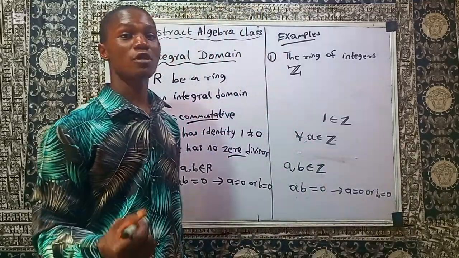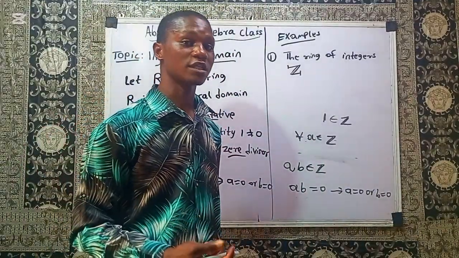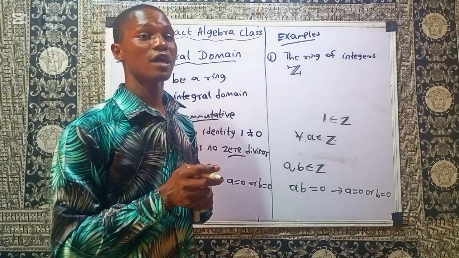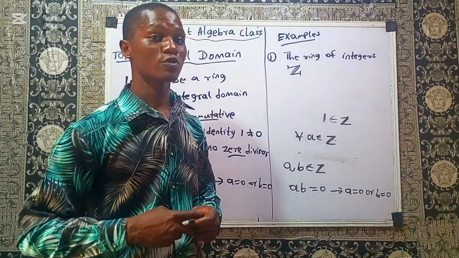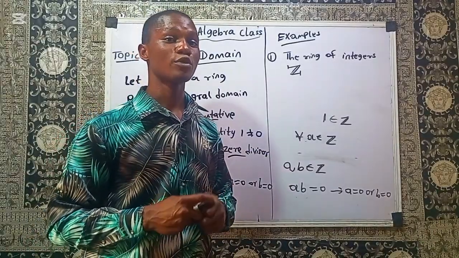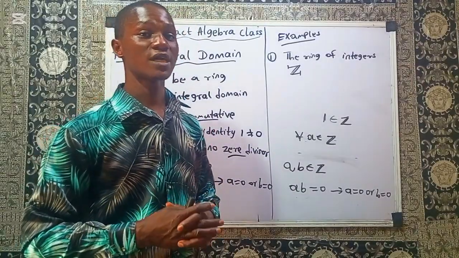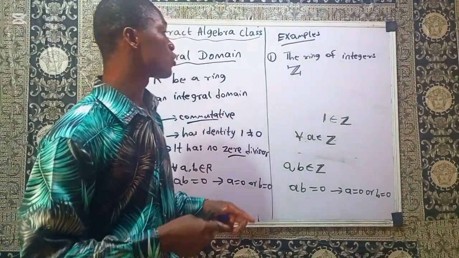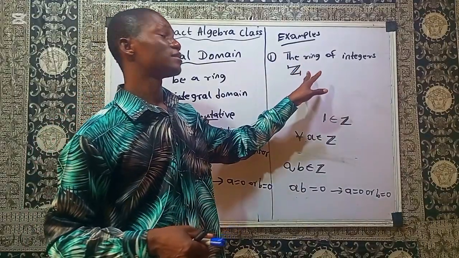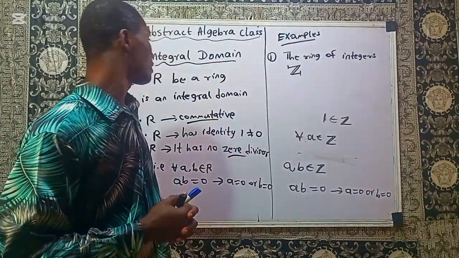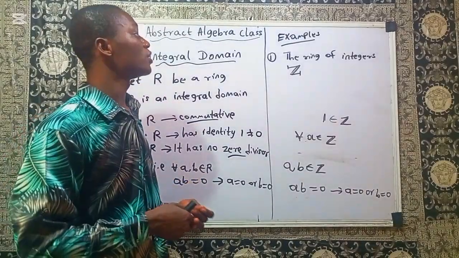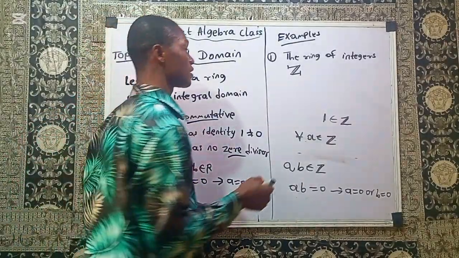This we know quite well in the ring of integers. If you pick two integers and multiply them and you get 0, it means that one of them must be what? 0. That's the only possibility for the product of two integers to be 0. One of them must be 0. So the ring of integers Z satisfies all the properties of an integral domain. So the ring of integers is an integral domain.